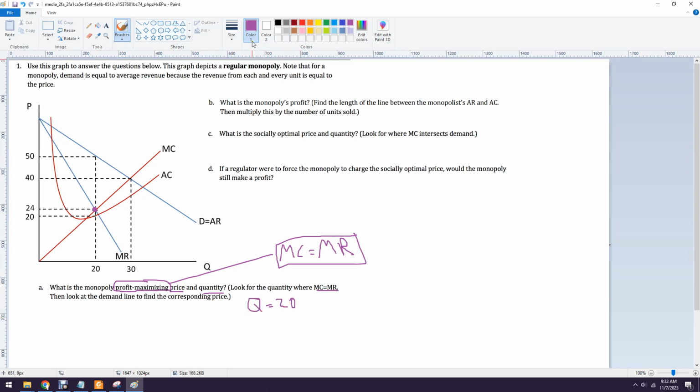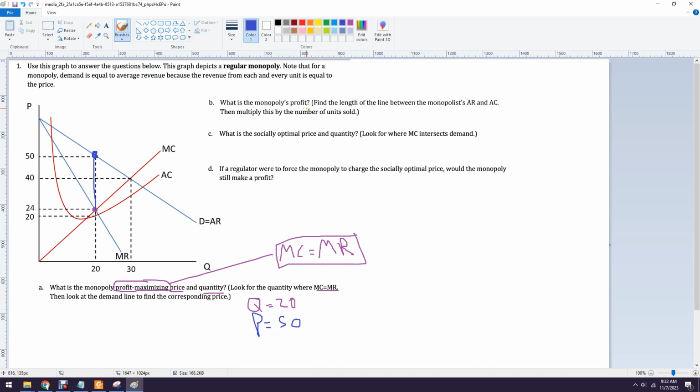And then we're going to mark up the price. I like that term, markup. So let's mark up the price. We want to charge the most that we can for those 20 units. So we're going to find that based on the demand curve. We're going to charge a price of 50. Okay, and that's our profit maximizing quantity and price.